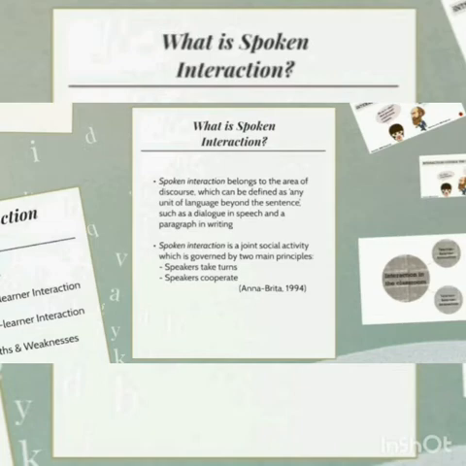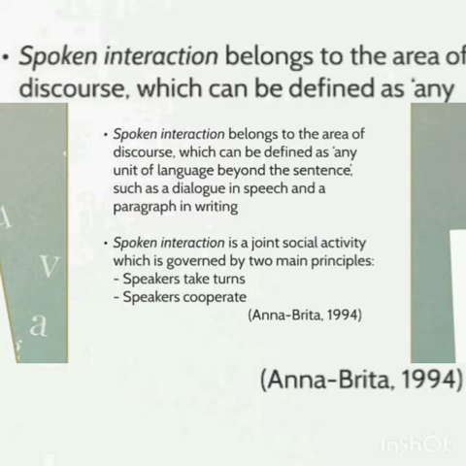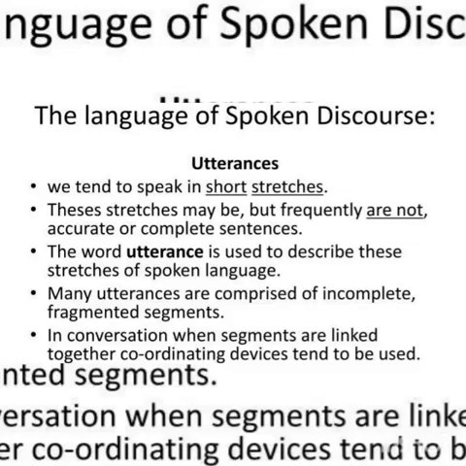Spoken interaction is joint social activity, which is governed by two main principles. The first one, speakers take turns, and the next one, speakers cooperate. If we speak about the language of spoken discourse, we tend to speak in short stretches. The stretches may be, but frequently are not, accurate or complete sentences. The word utterance is used to describe the stretch of spoken language. Many utterances are comprised of incomplete, fragmented segments. In conversation, when segments are linked together, coordinating devices tend to be used.